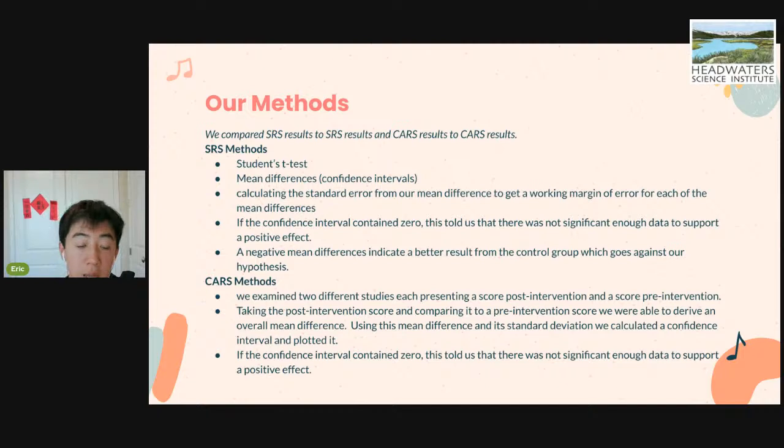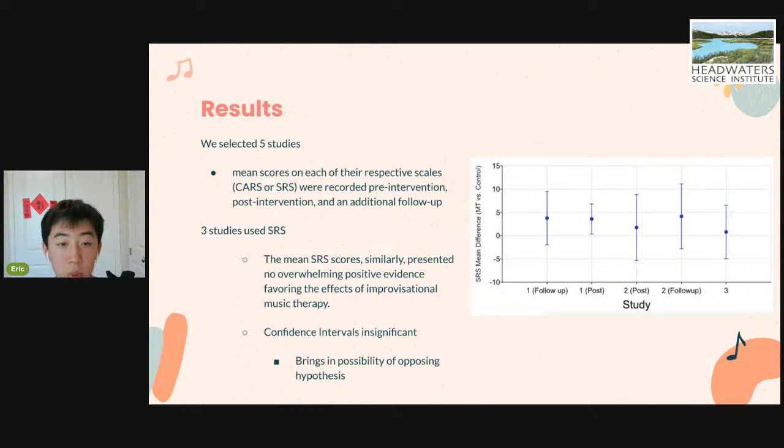And for CARs, we did the same thing, except we didn't do a t-test because the sample size was not large enough. So we selected 5 studies, and within them, we got a mean score on the respective scales, and that was recorded pre-intervention, post-intervention, and sometimes an additional follow-up. And using the mean differences of control versus experimental, we were able to compile this graph on the right.